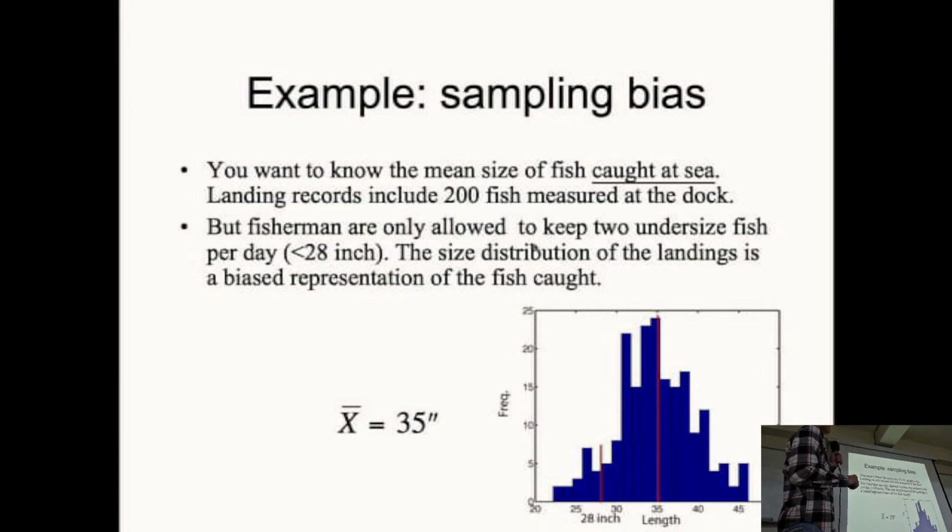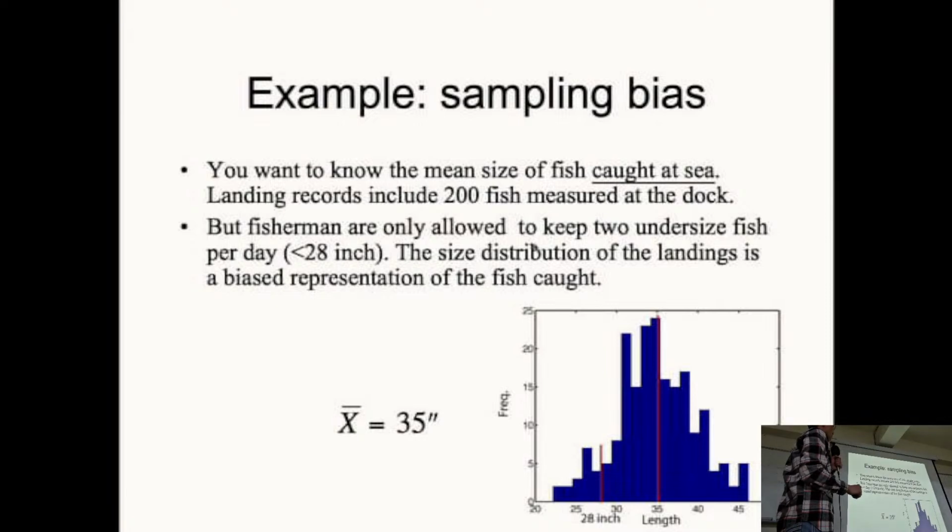You want to know the mean size of fish caught at sea, okay? And the landing includes 1,200 fish measured at dock. Some fishermen do the jigging and then catch 200 fish and measure their size. Okay. However, there's a regulation. Fishermen are only allowed to keep 2 undersized fish a day.